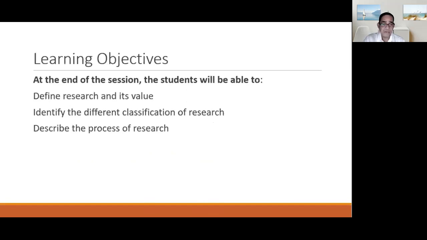These are the learning objectives for today's session: at the end, you will be able to define research and its value, identify the different classifications of research, and then describe the process of research.